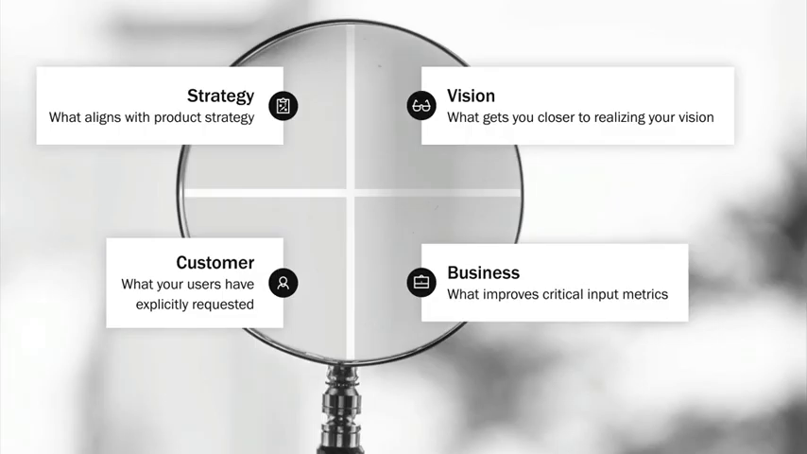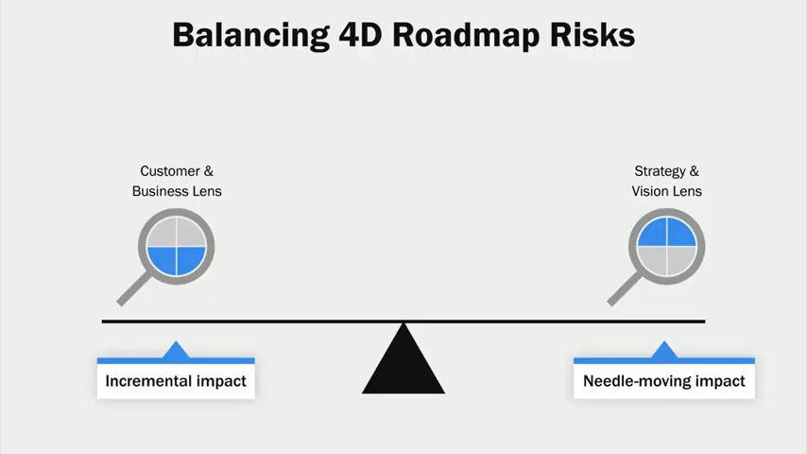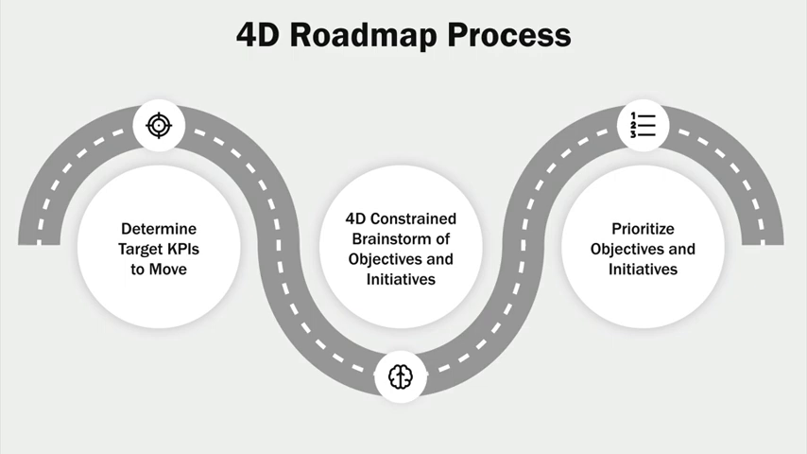In the previous lesson, we dove into the 4 different lenses used in 4D road mapping. This helped us understand how each lens contributes unique value and has specific blind spots, requiring us to balance between each of the lenses. In this lesson, we'll begin walking through the full 4D road mapping process.